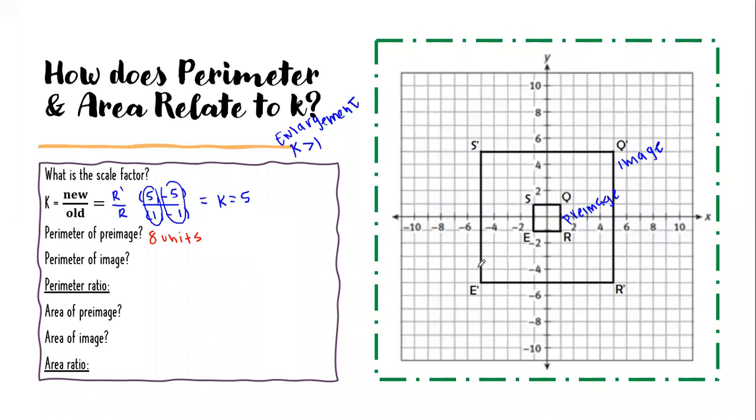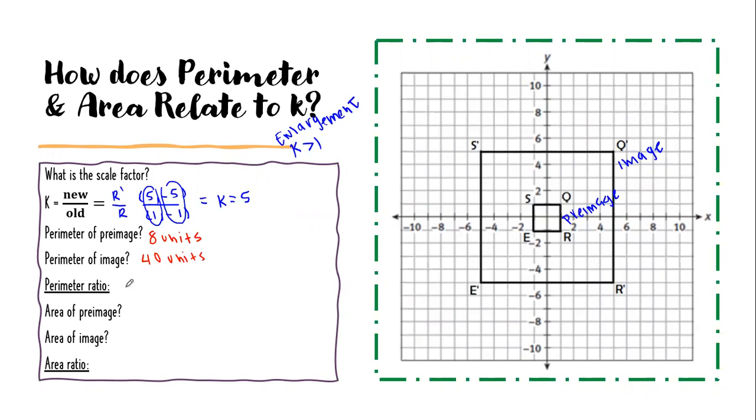All right, and then let's find the perimeter of the image. So each side is 1, 2, 3, 4, 5, 6, 7, 8, 9, 10. So 10 plus 10 plus 10 plus 10 will give me what? 40. So the perimeter of the image is 40 units.